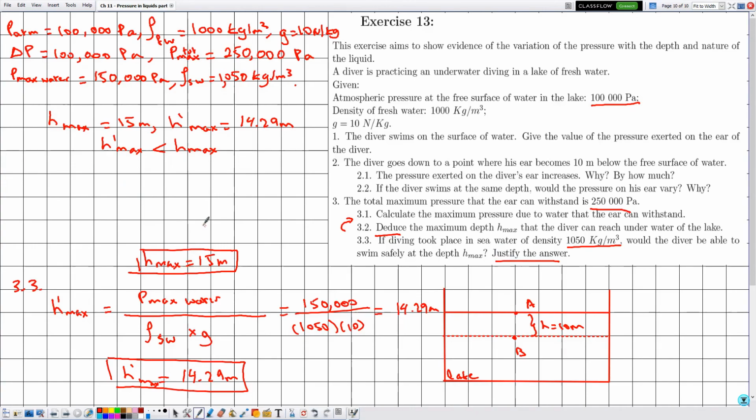So in this case, the conclusion is that the diver will not be able to swim safely at the depth H max, since H prime max corresponding to the seawater is less than that of the lake.